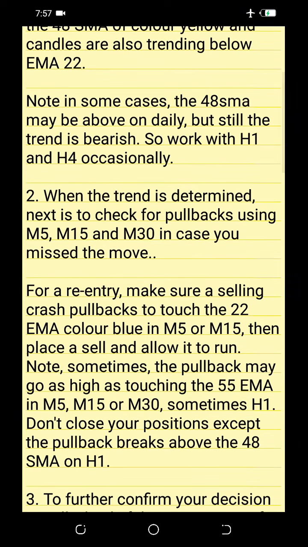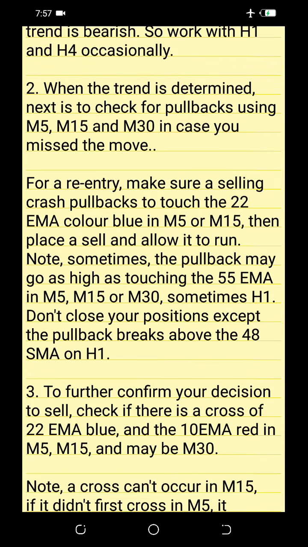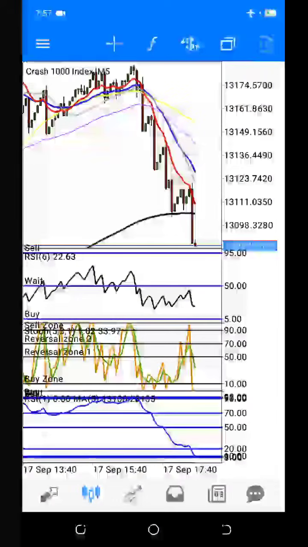When the trend is determined, next is to check for pullbacks using M5, M15 in case you miss it. Now for a re-entry, because you have already missed the flow, make sure a selling crash pulls back. That's what I just said, to touch the 22 EMA color blue in M5 or M15. Why did I refer us to M1? M1 was because the crash was too much. You will not see it get to M5. Like, let me come back here. This is M5. You see, it did not pull back to touch the blue because of the way the thing was dropping. But you can use M1 to catch that pullback.